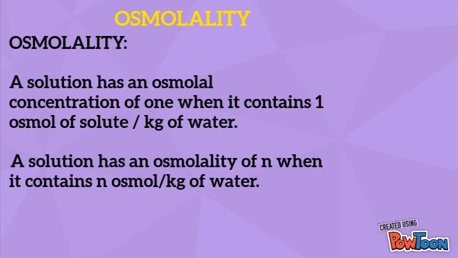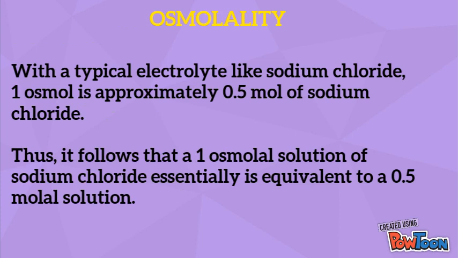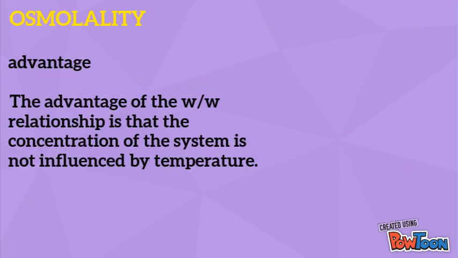Osmolality. A solution has an osmolal concentration of 1 when it contains 1 osmol of solute per kilogram of water. A solution has an osmolality of n when it contains n osmol per kilogram of water. With a typical electrolyte like sodium chloride, 1 osmol is approximately 0.5 mole of sodium chloride. Thus, it follows that a 1 osmolal solution of sodium chloride essentially is equivalent to a 0.5 molal solution.